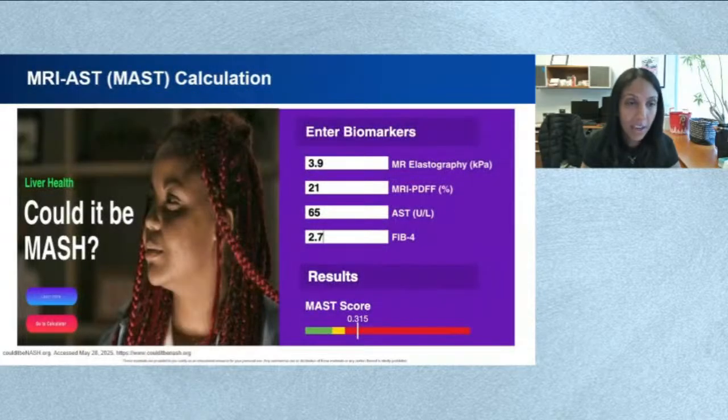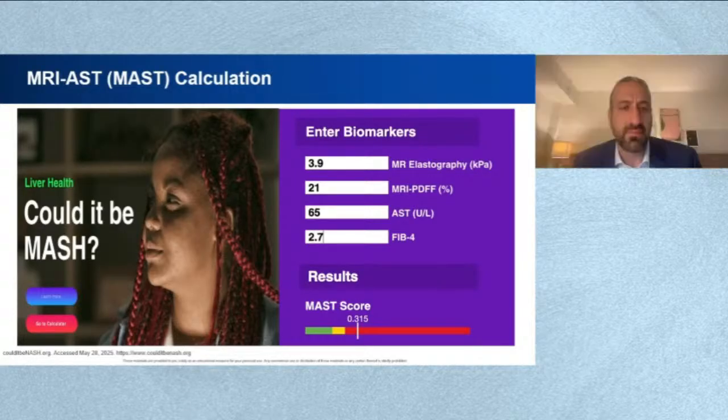And similarly, using MRI, you can do the MAST score, which is MRI and AST. And here you can see the different parameters that you enter, similar to the FAST score, except the MRI values. You put in the kilopascal value, the percent fat fraction, the AST, and the FIB-4.